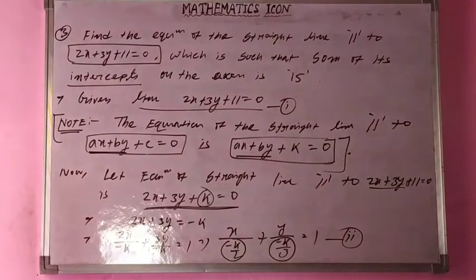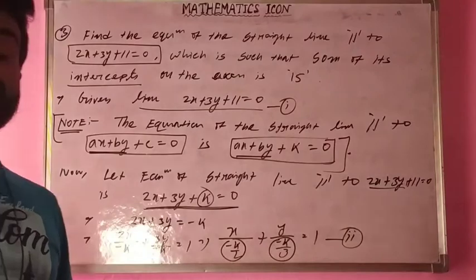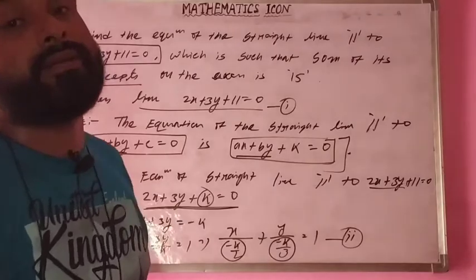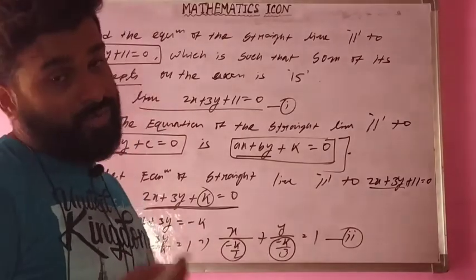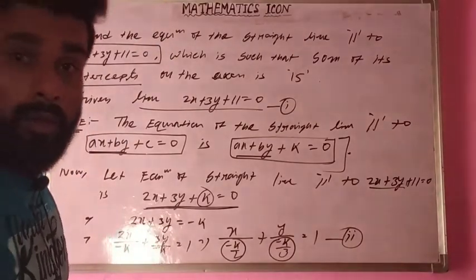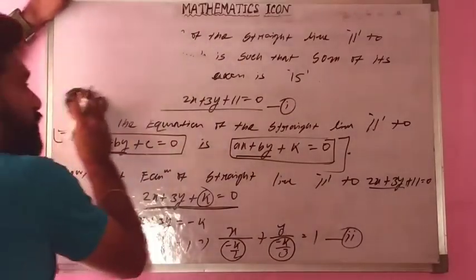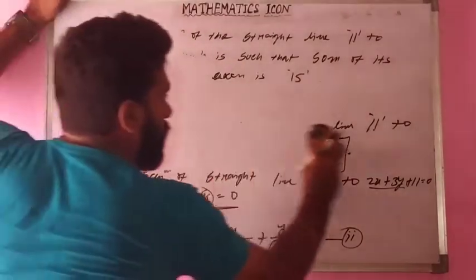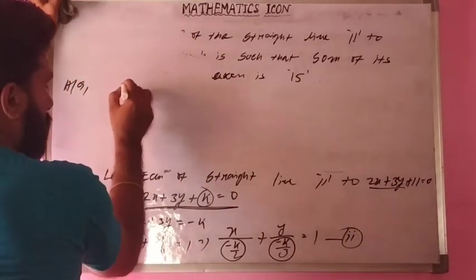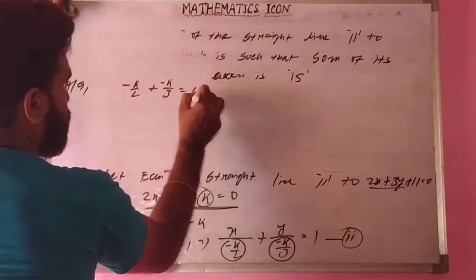Right? x by a plus y by b equals to 1. Intercepts का sum 15 दिया गया. That means you need to use the intercept form. You are bound to use this formation. Without using this formation, you can't proceed to the further step. Okay? Now you can proceed to the further step. Now according to the question, sum of the intercepts is 15.